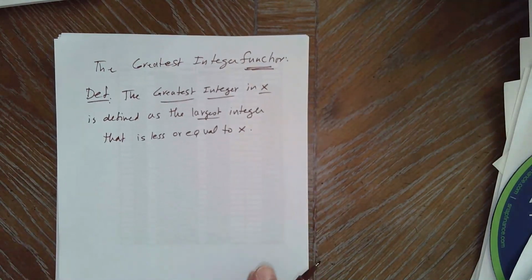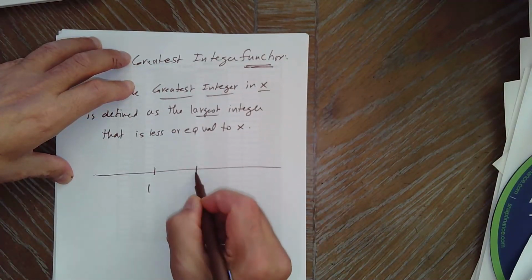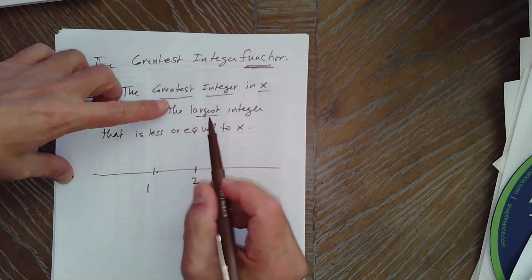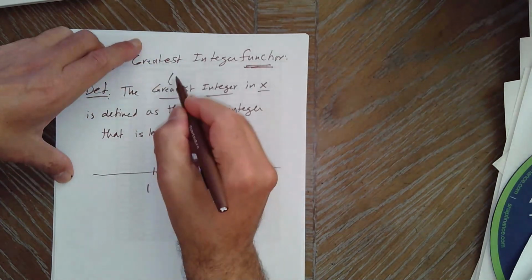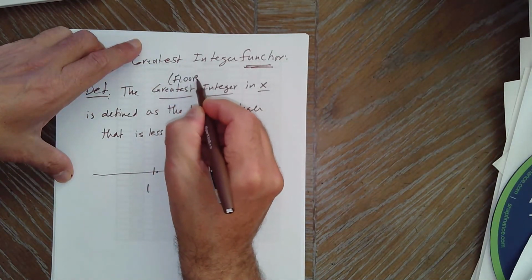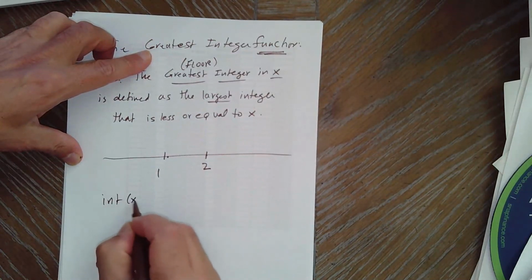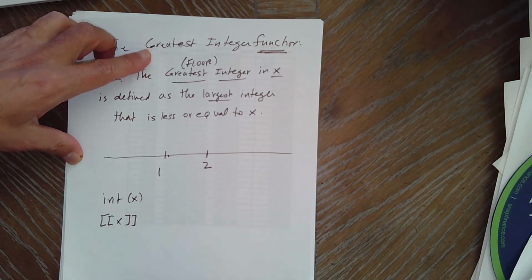So, you know, phone companies, when they used to charge by the minute, if you talked for 1 minute and 1 second, they would go up. So for 1 minute and 1 second, they would charge you 2 minutes. So it's not the greatest integer. They used to do ceiling. The greatest integer is also called the floor. So the notation for that, there's int of x, and there's this notation. These both mean the greatest integer.